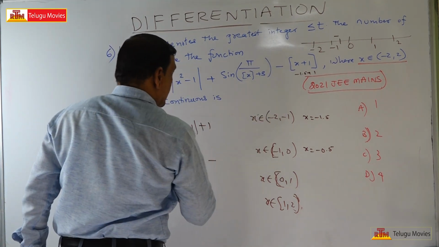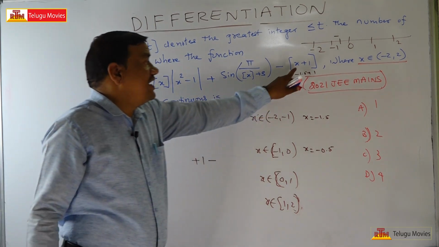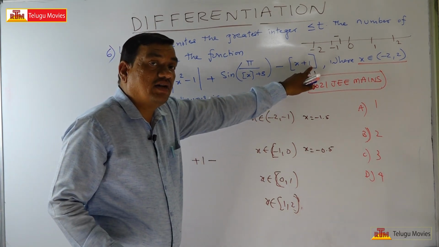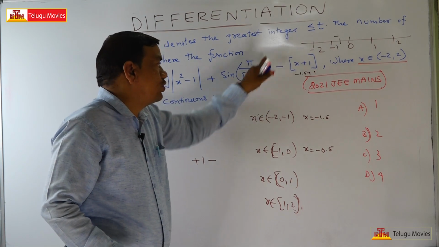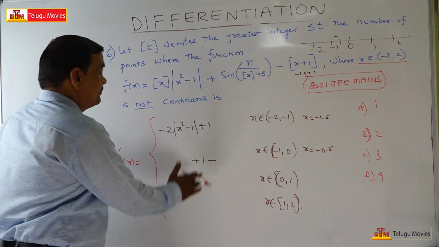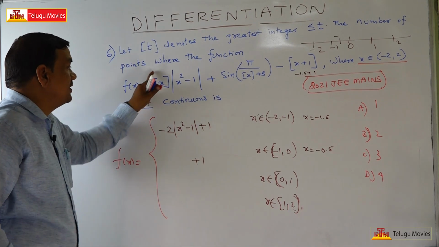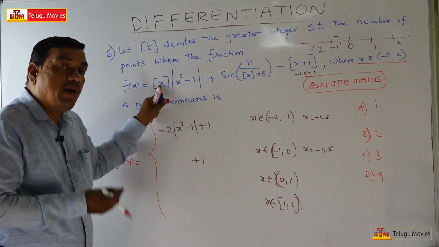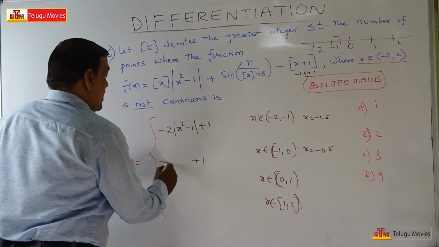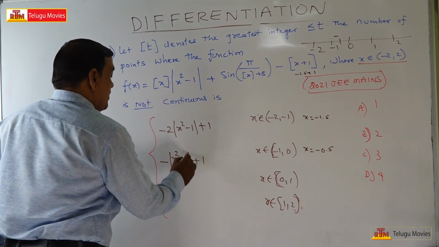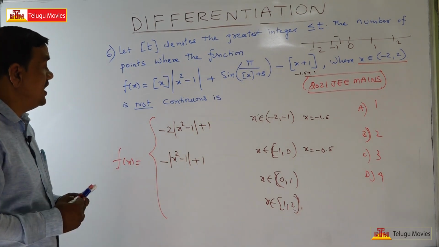So this is a minus of -0.5 plus 1, and that means 1 minus 0.5, 0.5, that is 0. So total this will become 0 now. Now coming to here, step of -0.5, that is -1. So this is equal to minus modulus of x square minus 1. So this is the second one.